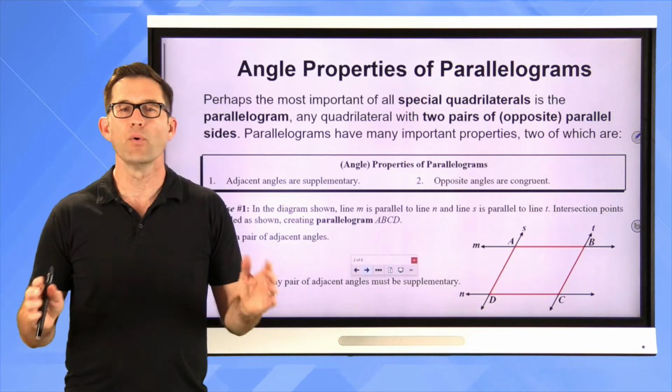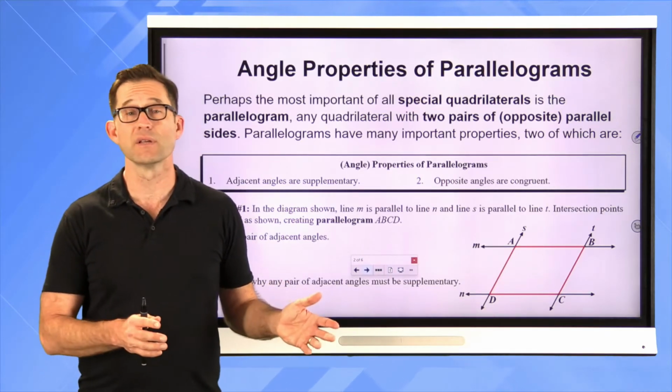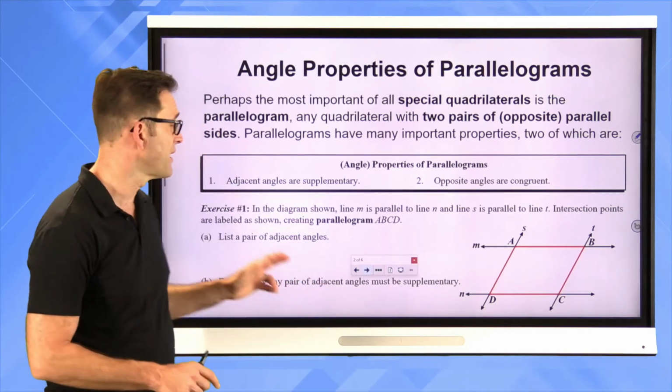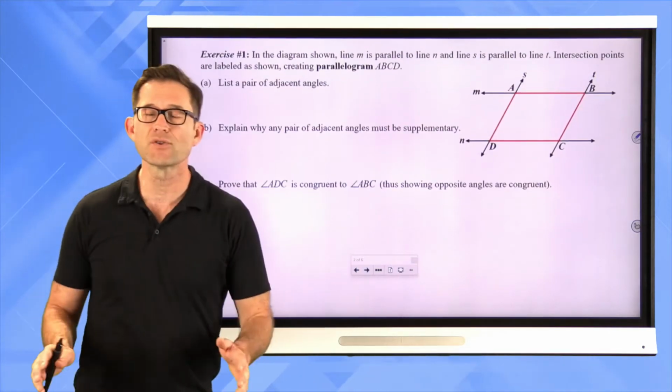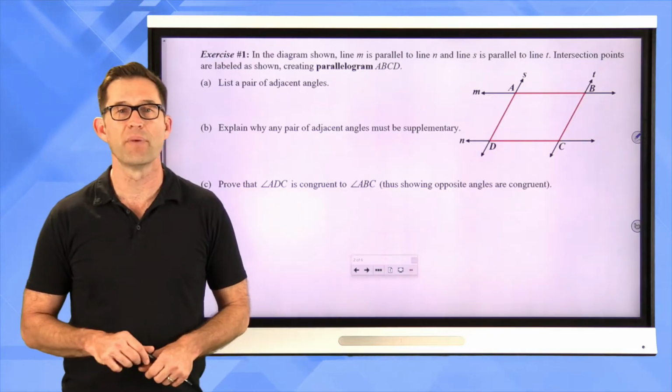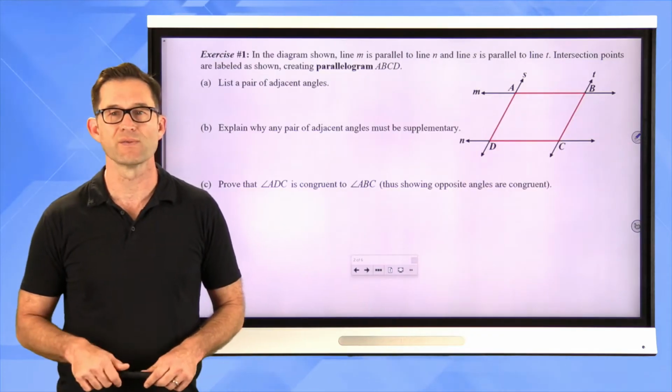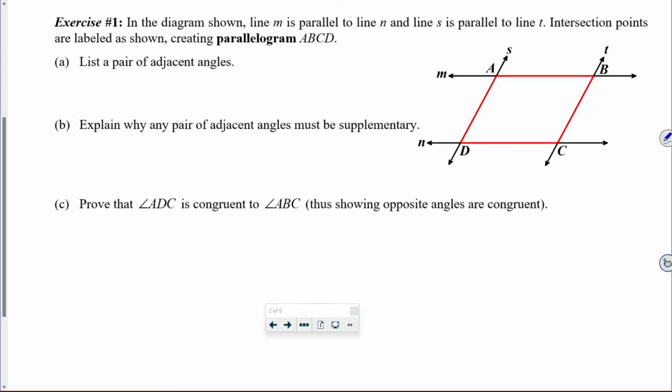Now, we looked at both of these in the last lesson, and we're going to essentially look at exactly what we talked about in the last lesson in exercise number 1, because these are such important properties of parallelograms. Let's take a look at exercise 1. In the diagram shown, line M is parallel to line N, and line S is parallel to line T. Intersection points are labeled as shown, creating parallelogram ABCD.